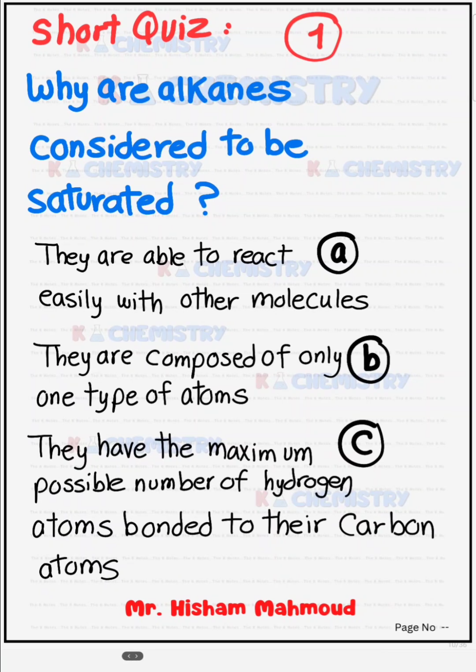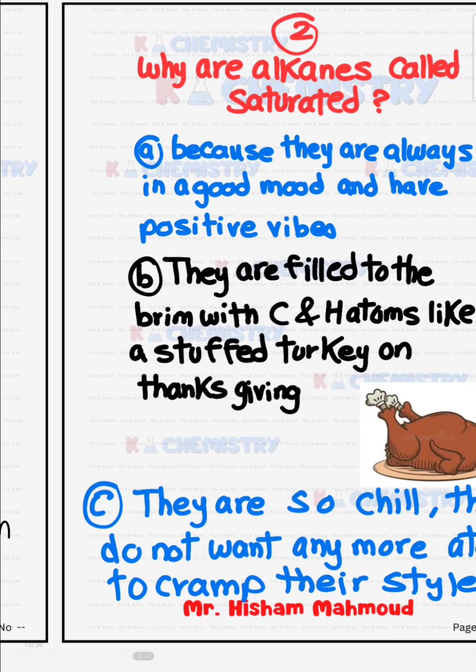Hey, a short quiz to make sure that you've been paying attention. Why are alkanes considered to be saturated? Are they able to react with other molecules easily? Or because they are composed of only one type of atoms? Or because they have the maximum possible number of hydrogen atoms bonded to their carbon atoms?